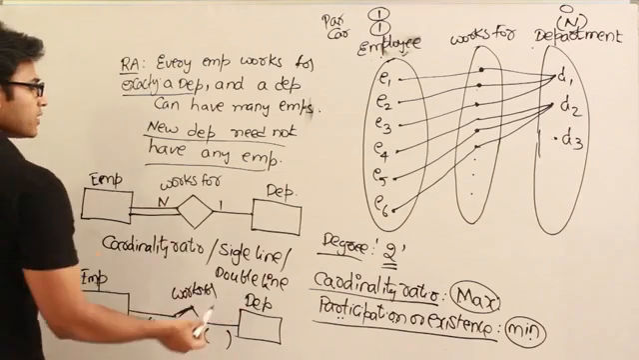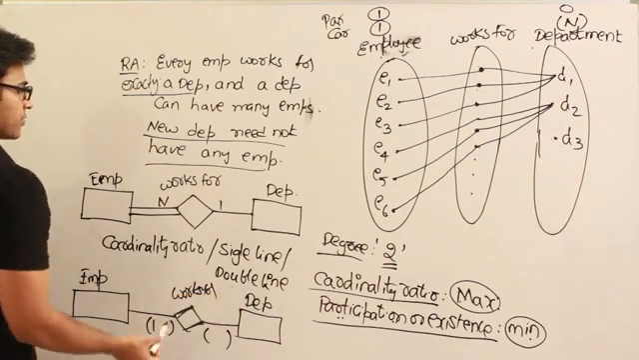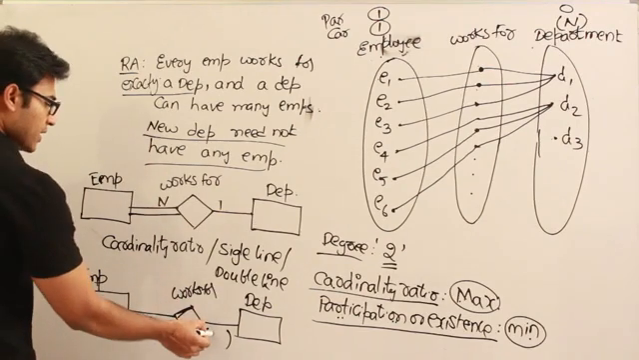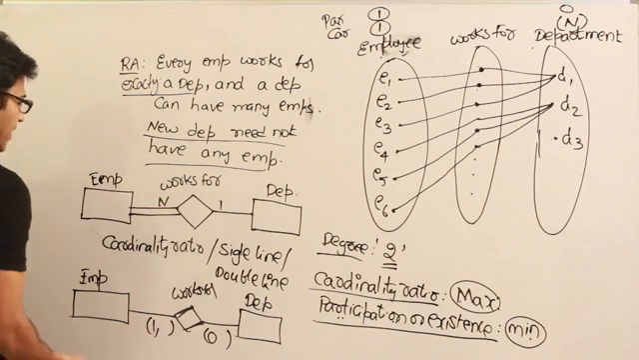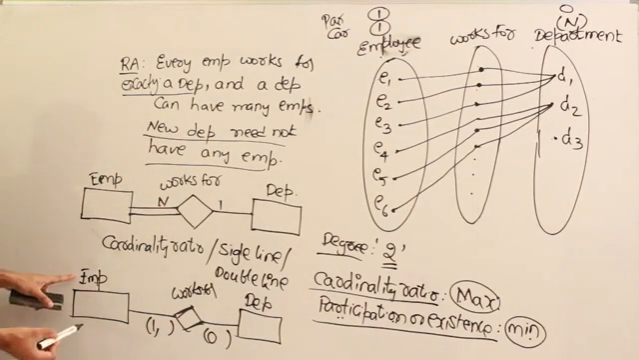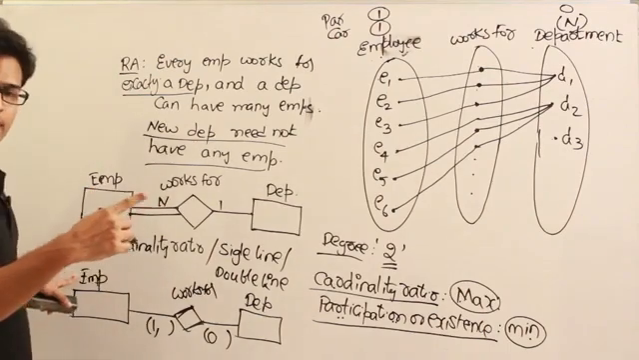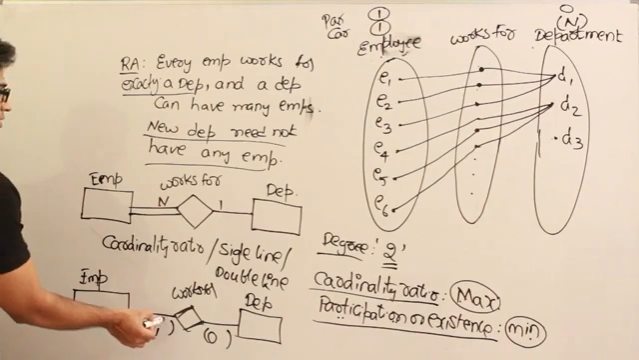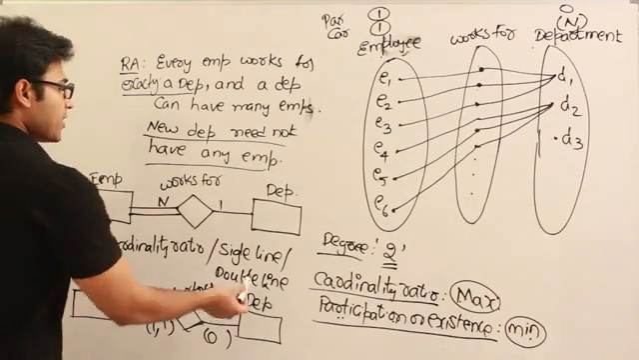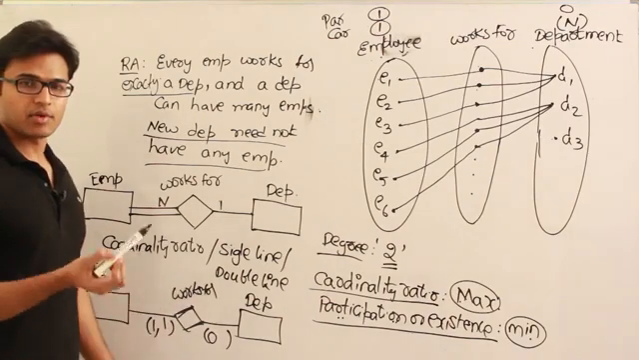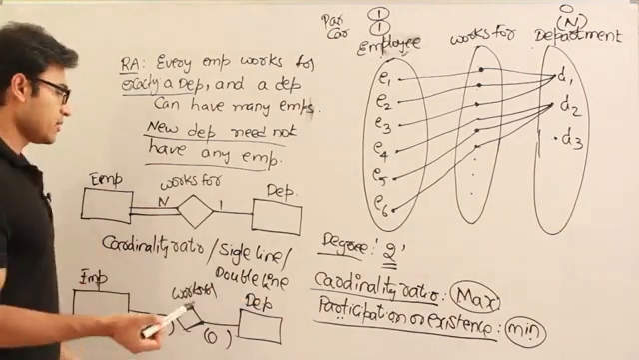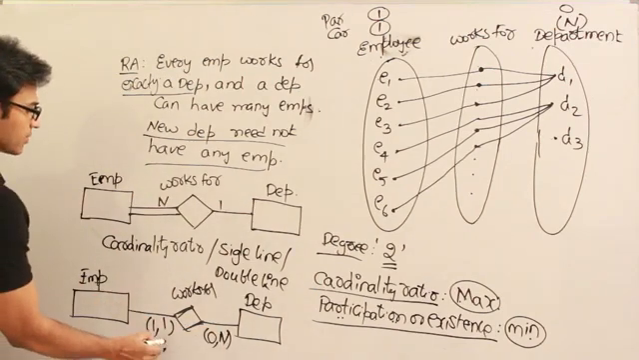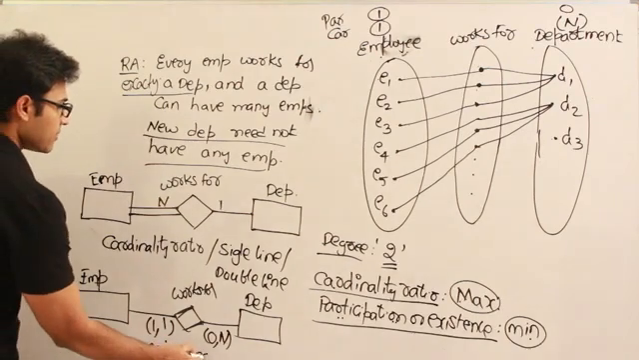And what about the minimum cardinality of department? A department may not have any employee at all. Therefore, minimum cardinality is 0 here, right? And what about the maximum cardinality? Every employee can work for only a maximum of one department. Therefore, the maximum number of relationships an employee can participate in is 1. What about department? A department can have many employees, so the maximum number of relationships a department can participate in is n, right? So this is called the minimum maximum representation, min max representation.